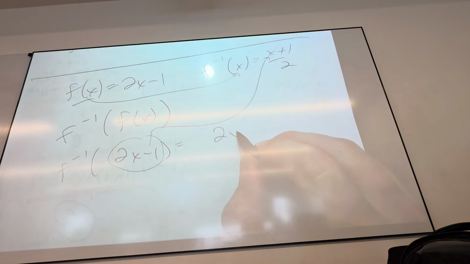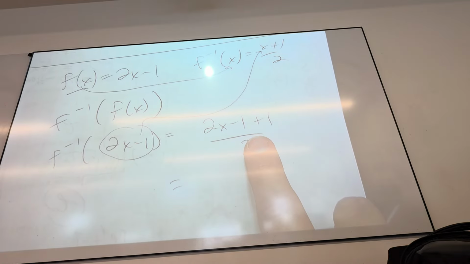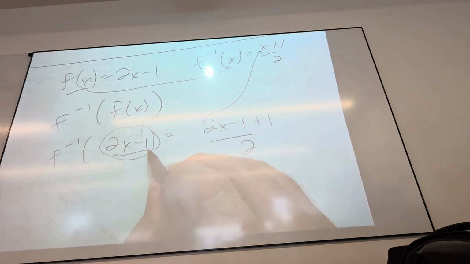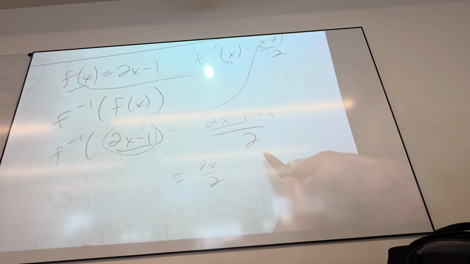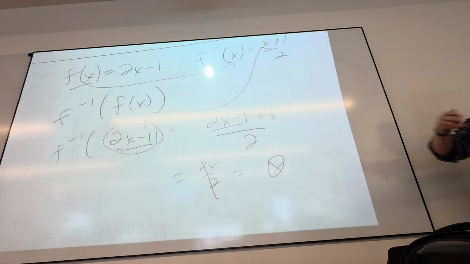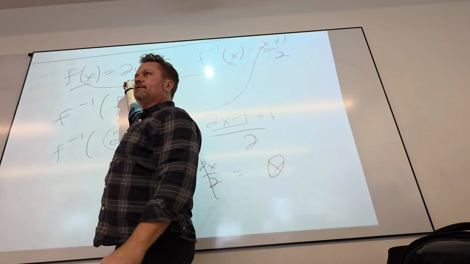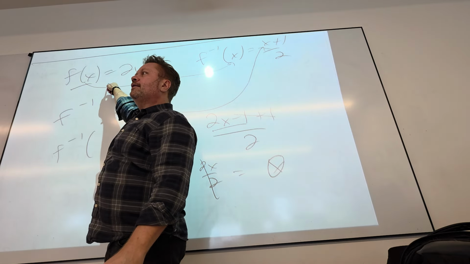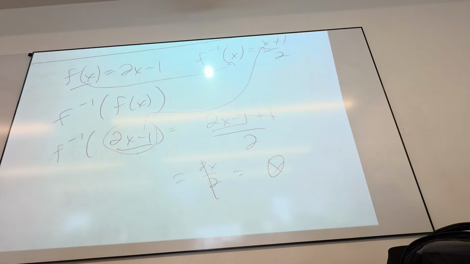I'm going to replace x with 2x minus 1. Somebody help me out. How do I do this? So all I did was I put 2x minus 1 right there. The 1's cancel, yes? And then what happens? The 2's cancel, and I'm left with x, because what did I start with? I fed x to f, and it did something to it. So if I plug that into the inverse, it should undo it. It should end up with x again. It should get me back to where I started.